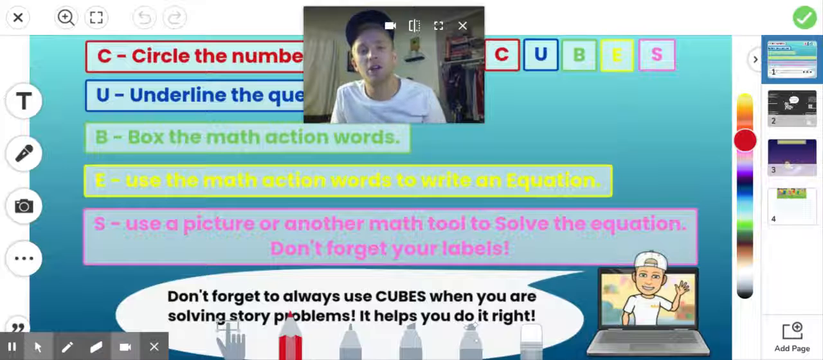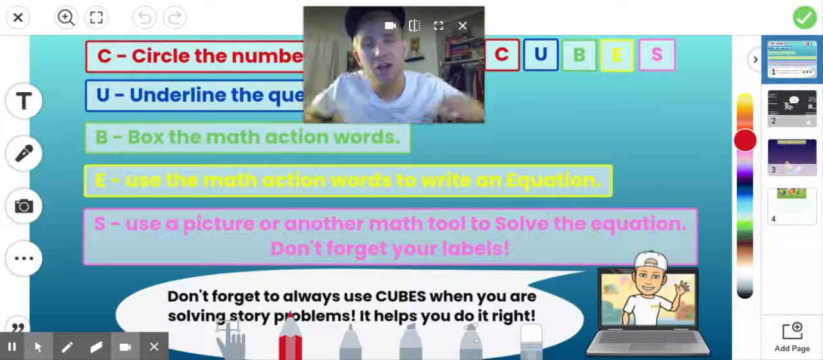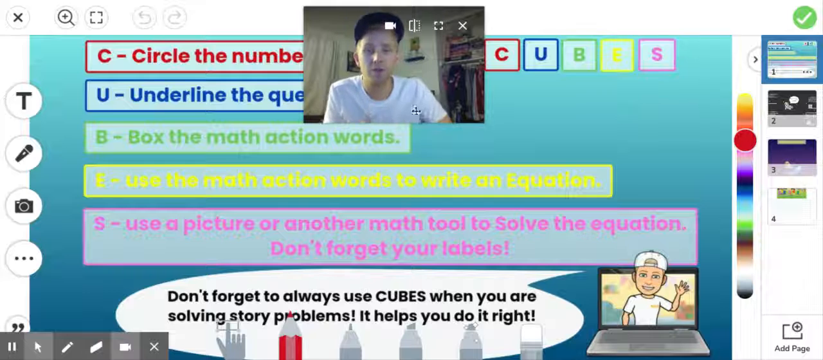Thank you so much. It would not be a math video right now without a little CUBES review. So let's do a quick CUBES review before we jump in, because like I said, and I say it down below, CUBES, don't forget it, because when you use it, it's going to help you solve the problems right every time. So let's roll through this.